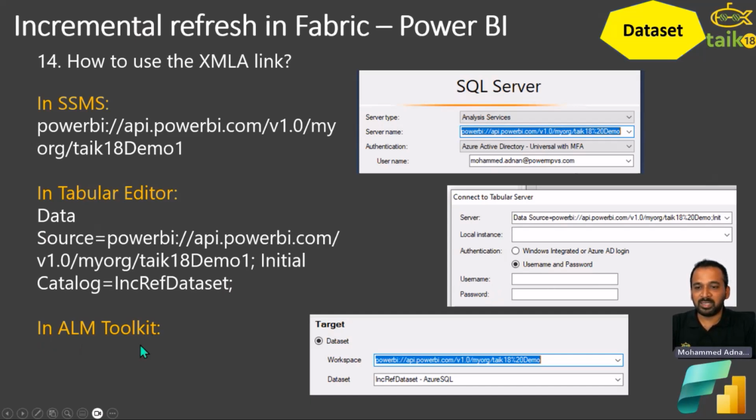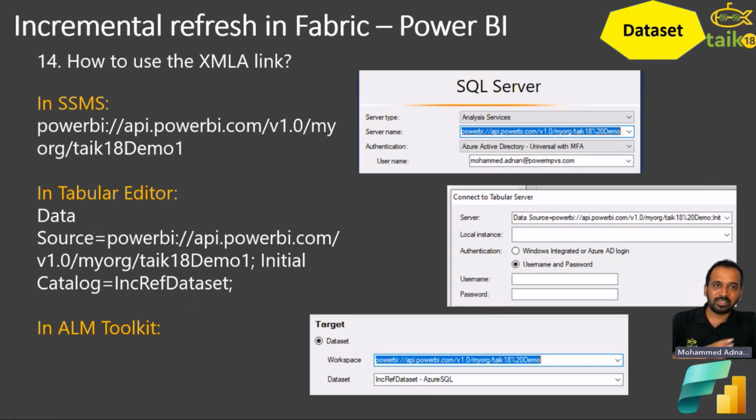And finally, we have the ALM Toolkit. For this, you need to directly copy this link, and for the workspace and dataset, you need to pass the dataset name, the initial catalog equal to this one. So this is basically the dataset name. You need to copy this dataset name and paste it here. So this is how you can connect to multiple sources.